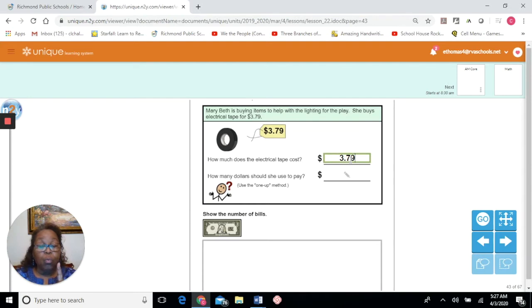Now, how many dollars should she use to pay? Let's figure this out. We're using the one-up method, which means that if the value is $3 and some change, we'll go to the dollar value and add one more to it, one up. So if the value is 3 and we add one more, the new value will be 4. So how many dollars should she pay? $4.